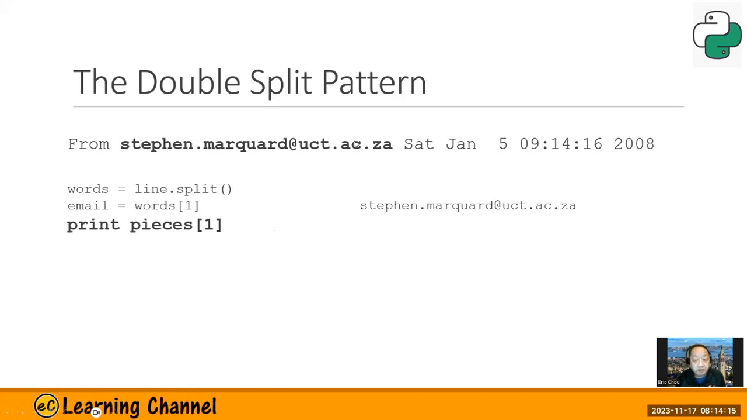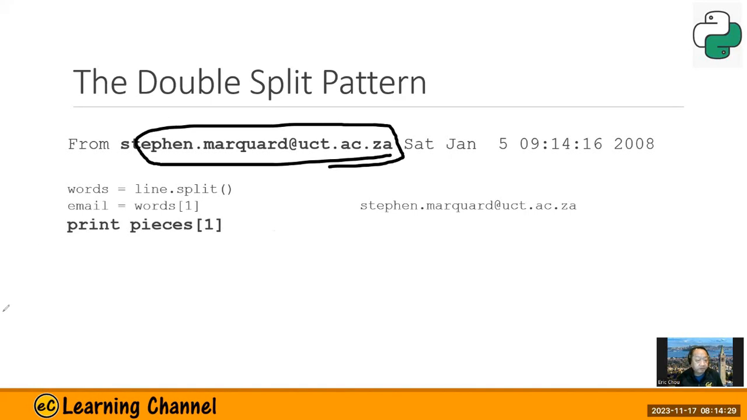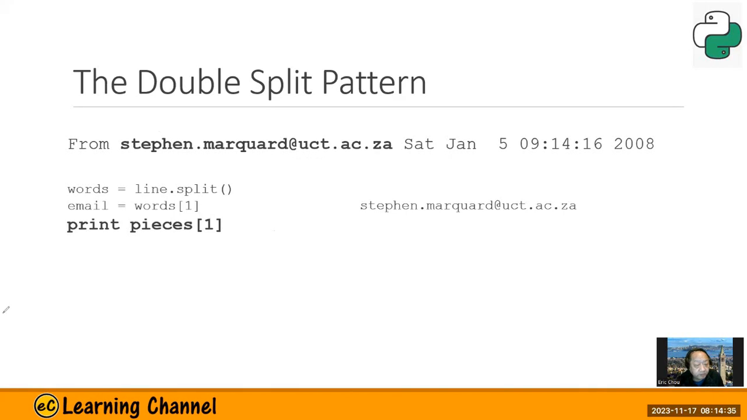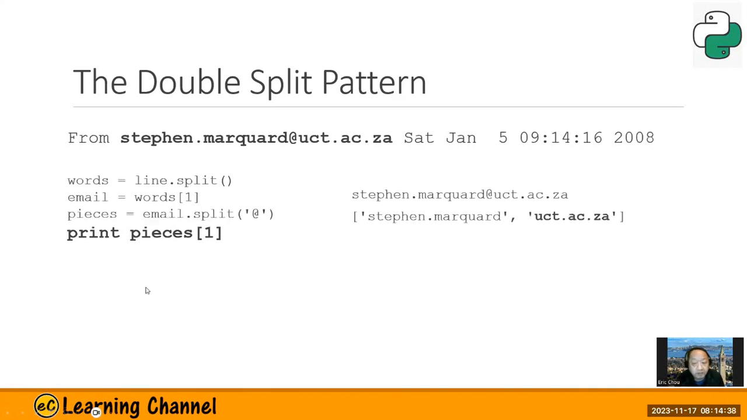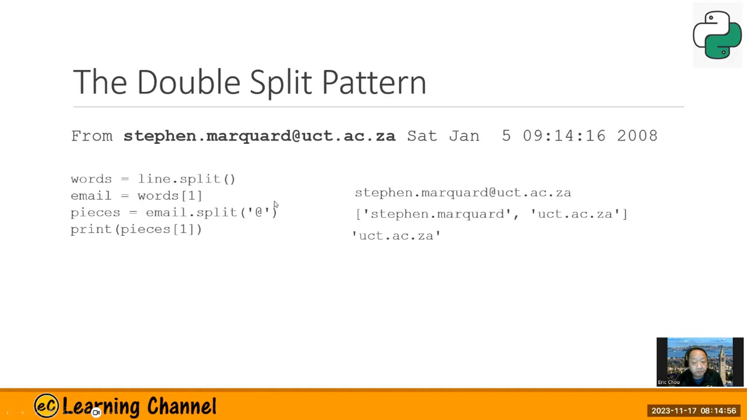And this email address can be separated by, again, I'm sorry, this is a line you separated into words, and this one is word 1. You can separate it by the at sign. Then your username and domain name will be separated. Okay, similarly.